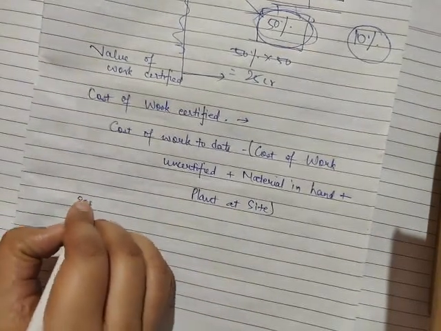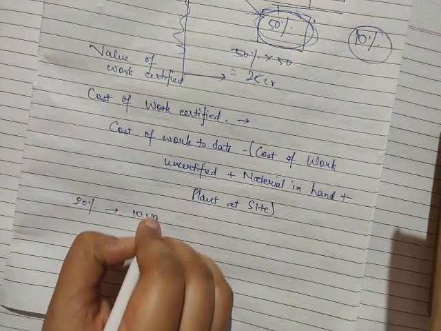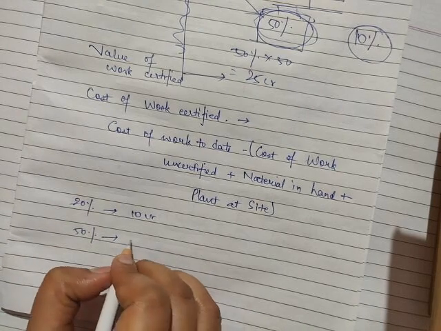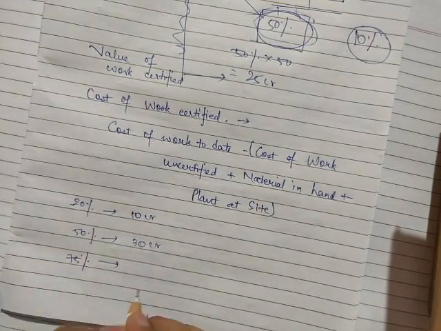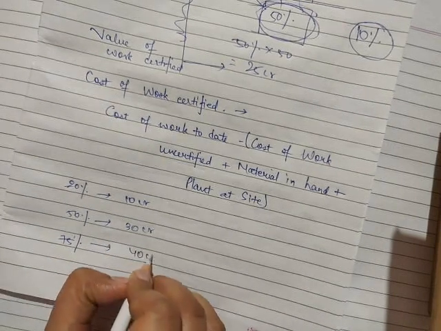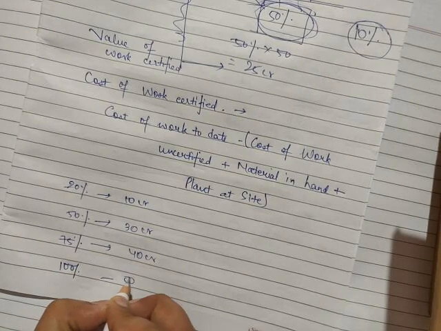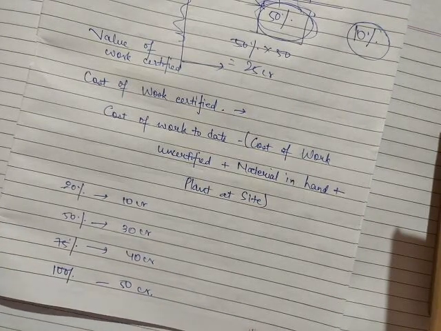Say, if you complete 20% of the work, you will get 10 crore rupees. By the time you complete 50% of your work, you'll get 30 crores. Another 25%, when 75% of the work is complete, you would have got a total of 40 crores, and when 100% is done, a total of 50 crores. So this is known as progress payment.